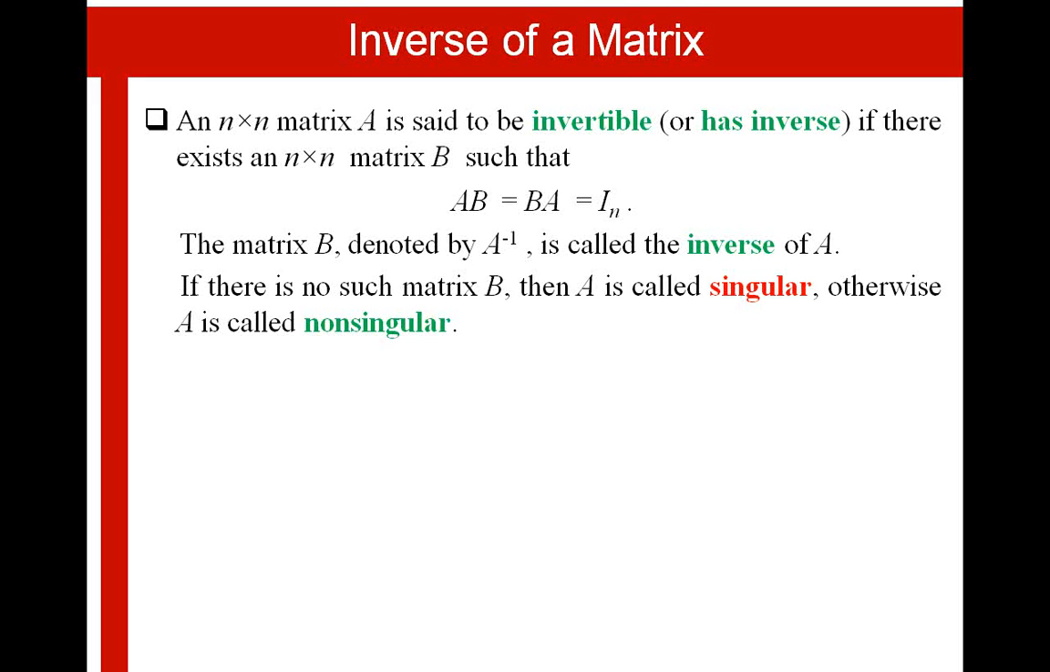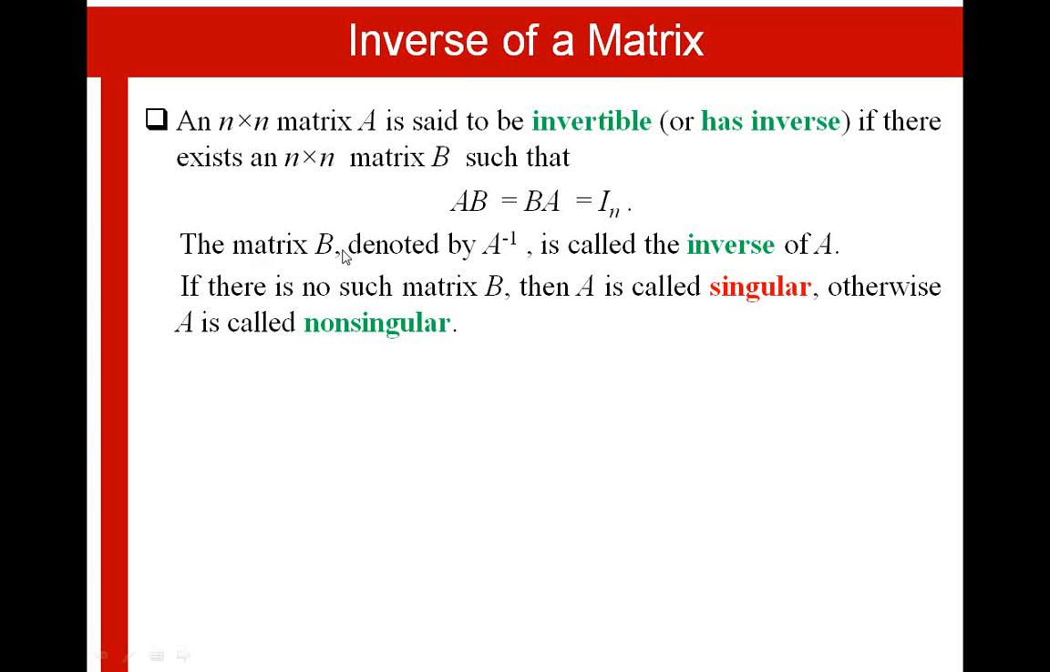An n by n matrix A, which is a square matrix, is said to be invertible or has an inverse if there exists an n by n matrix B such that A times B is equal to B times A is equal to I. In other words, when multiplying A and B together, if we obtain the identity matrix, that means that A and B are inverses of each other. In other words, B is the inverse of A, or A is the inverse of B. This is the condition for inverse.